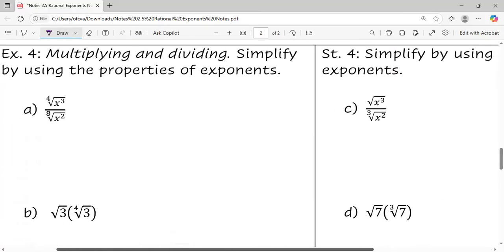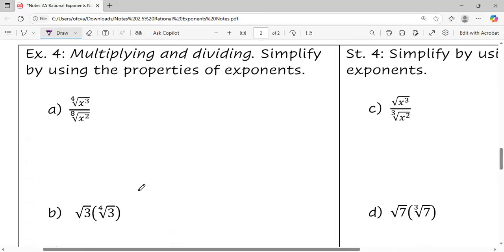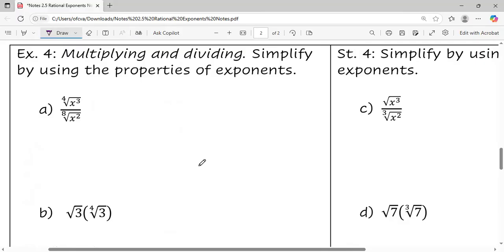All right, so let's talk about the simplifying part right here. Oh, we're done with simplifying, sorry. This is multiplying and dividing. Remember, I leave multiplying and dividing for last. Multiplying is pretty easy, but dividing always gets a little more difficult. So we have multiplying and dividing examples next. This is the fourth root of x to the third divided by the eighth root of x to the second.